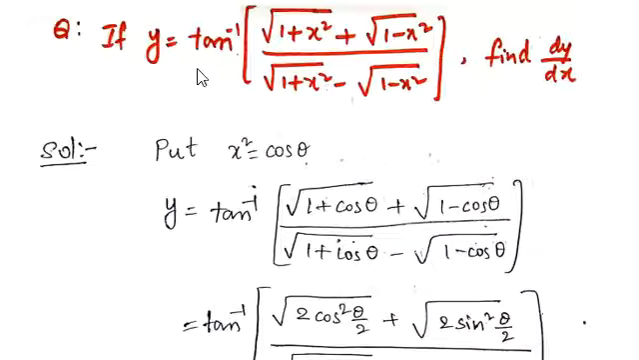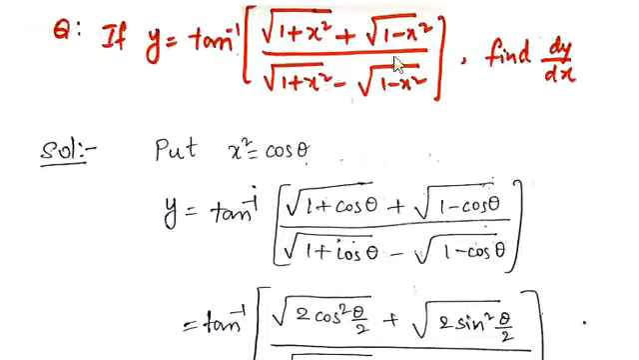If y is equal to tan inverse of (under root of 1 plus x square plus under root of 1 minus x square) by (under root of 1 plus x square minus under root of 1 minus x square), find dy by dx. So here in this question, put x square as cos theta. So you can write y is equal to tan inverse of under root of 1 plus, in the place of x square we have to write cos theta.